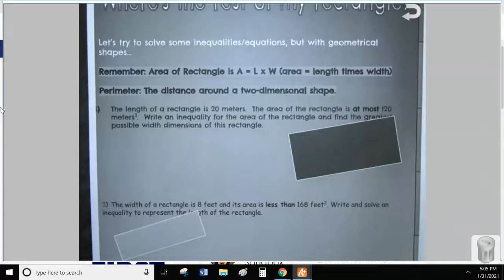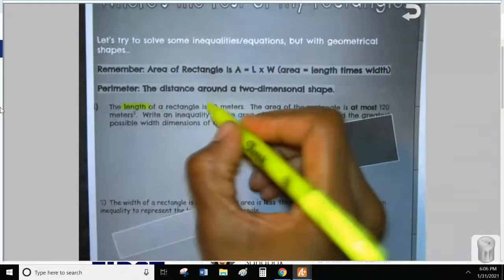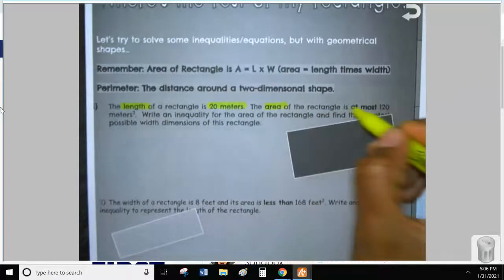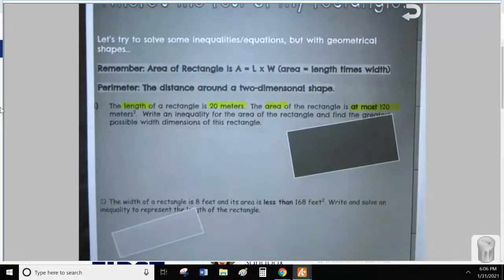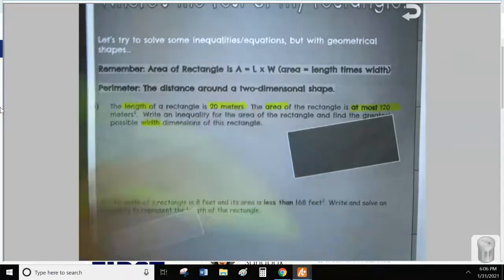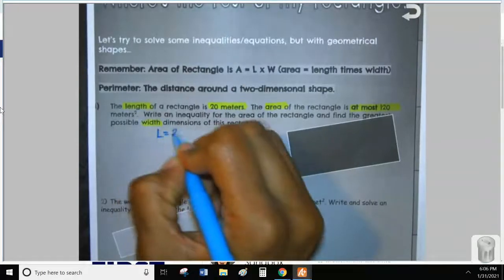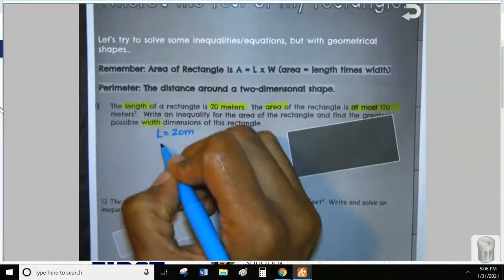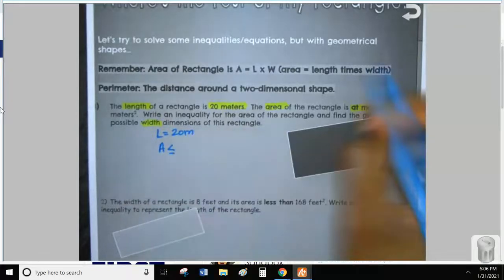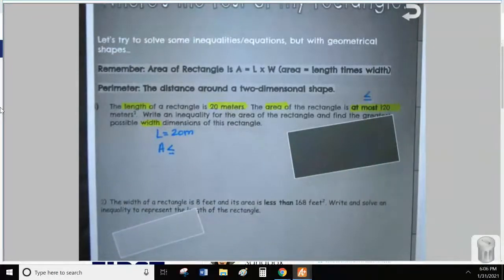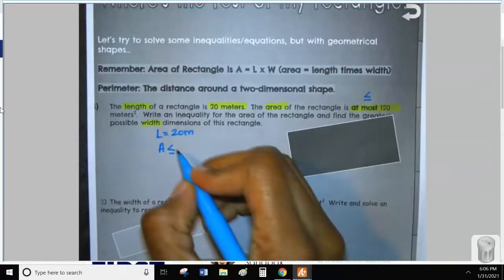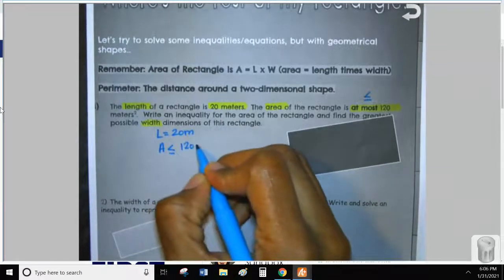Okay, so it tells us the length of a rectangle is 20 meters. The area is at most 120 meters squared. Write an inequality for the area of the rectangle and find the greatest possible width. So we're looking for the width, okay? At most means less than or equal to. At most is like maximum. It can be equal to the max or less than the max. So it has to be at most 120 meters squared.